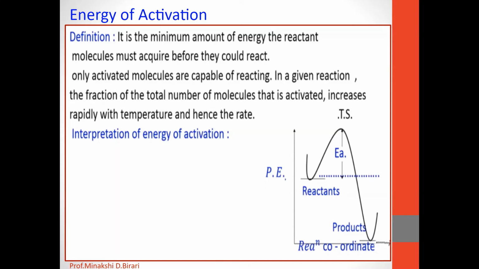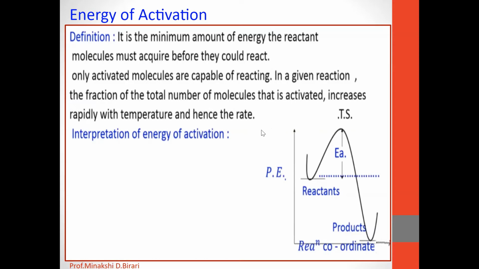At a given temperature, according to the Maxwell-Boltzmann distribution law, a definite number of molecules, called activated molecules, of the total molecules in the reaction mixture possess energy equal to or greater than the energy of activation. So only the activated molecules are capable of reacting, and in a given reaction the fraction of the total number of molecules that is activated increases rapidly with temperature, and hence the rate of reaction also increases.